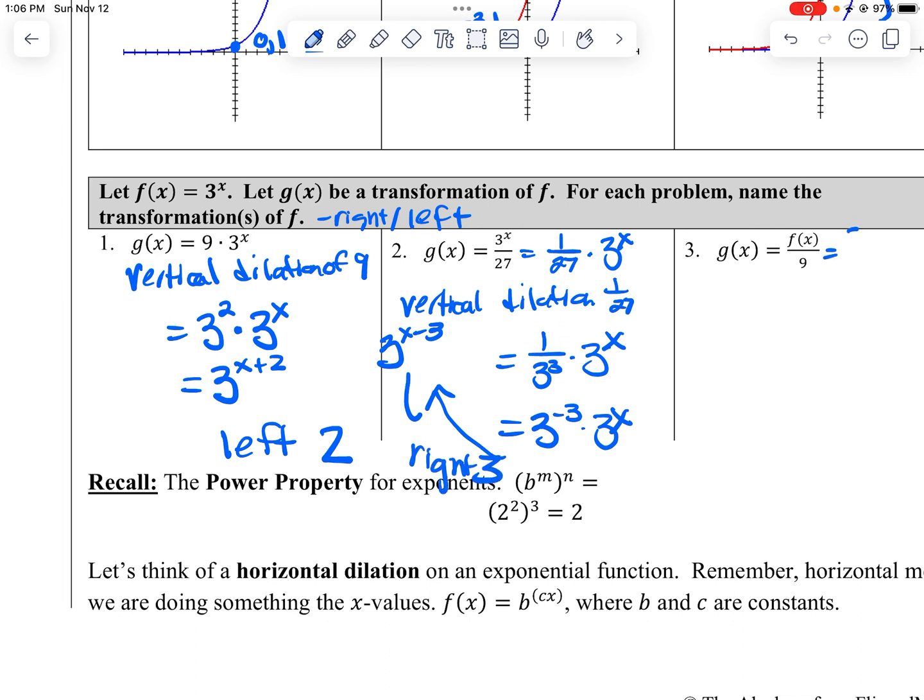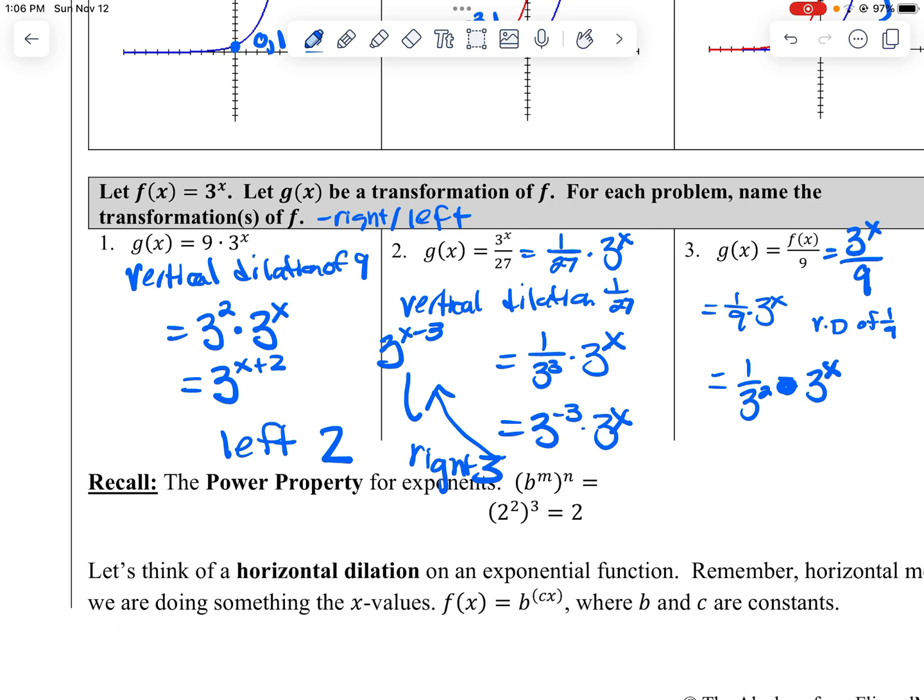And this last one is 3 to the x over 9. So again, we could pull that out and say this is 1/9 times 3 to the x. So a vertical dilation, I'm just going to put VD, of 1/9. Or what would this be? Well, 1 over 3 squared times 3 to the x.